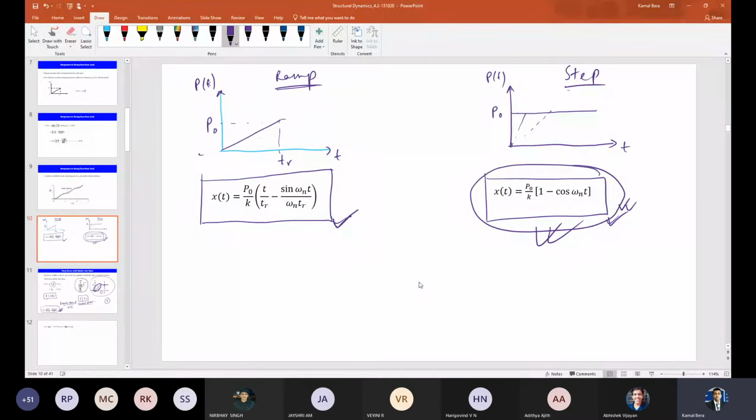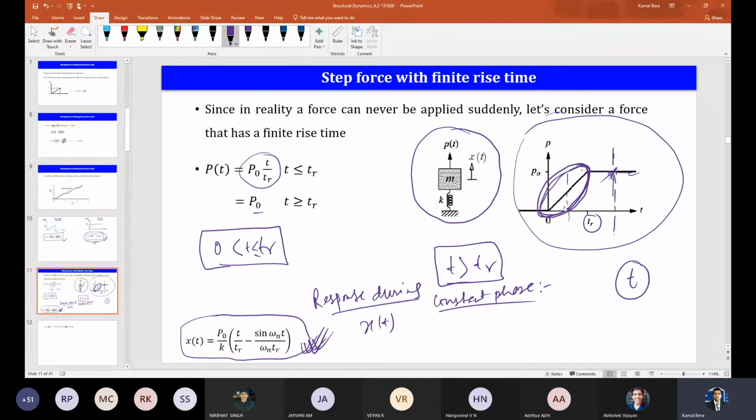I want to use this because we have already done it for the step force, but here before the step force some ramp force is there. So this ramp force ends at time t equal to tr. At t equal to tr the ramp force is finished, right? But it has some displacement and velocity, so it is imparting some displacement and velocity to the system. So basically, I can write the response during this constant phase as the free vibration response due to the initial displacement and velocity imparted by this ramp force.